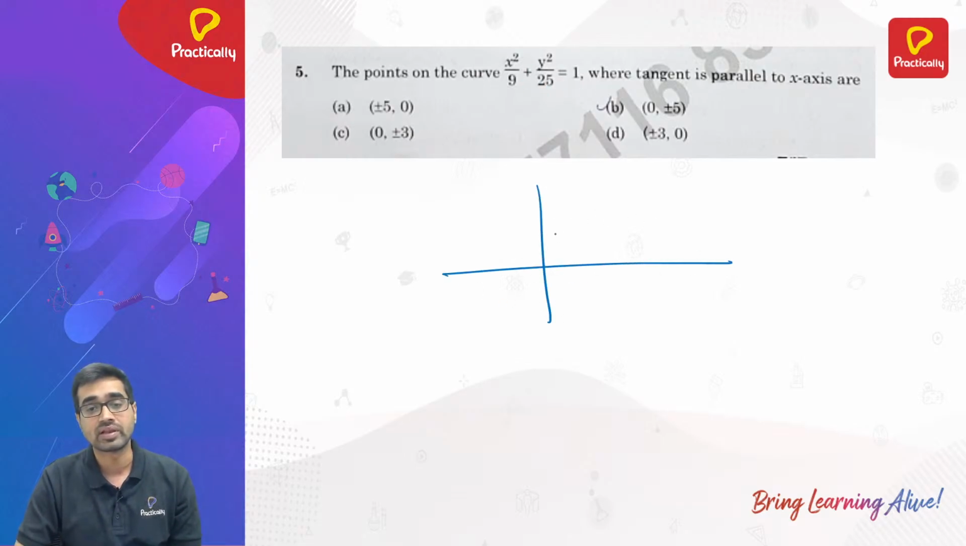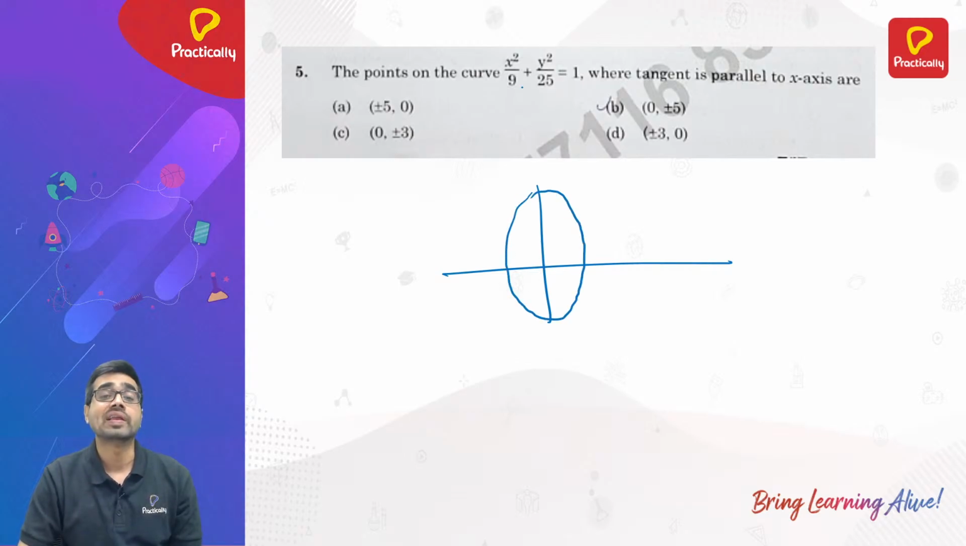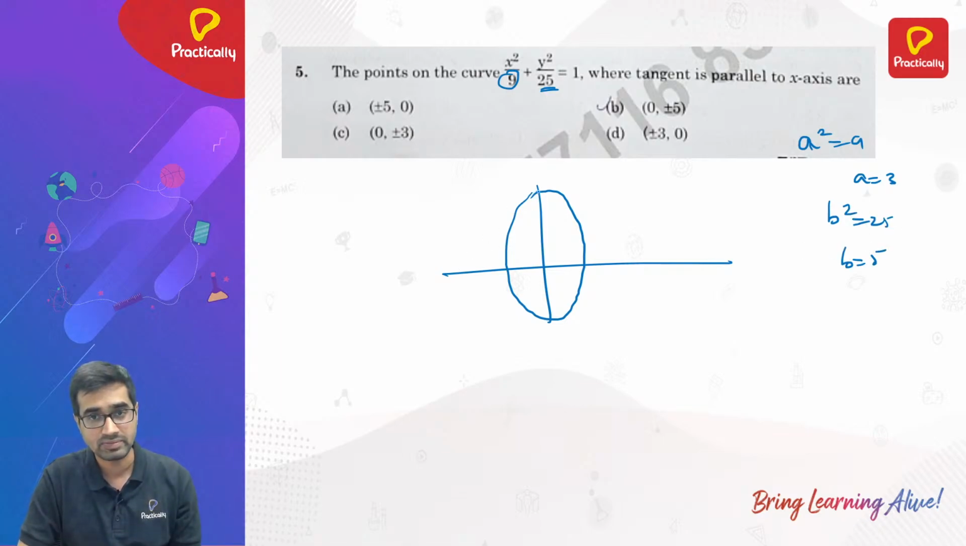The points on the curve x square by 9 plus y square by 25. This is a very simple case of a vertical ellipse. In a vertical ellipse, a is less than b basically. So a square is 9, so a is 3. B square is 25, so b is 5. A is less than b, so it's a vertical ellipse. This becomes your plus minus b situation. So 5 and minus 5, 3 and minus 3.